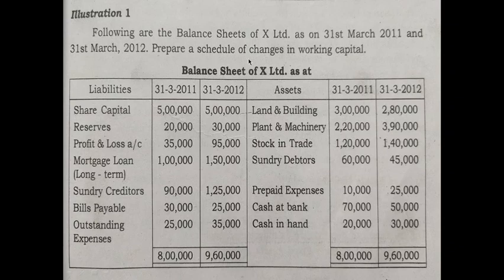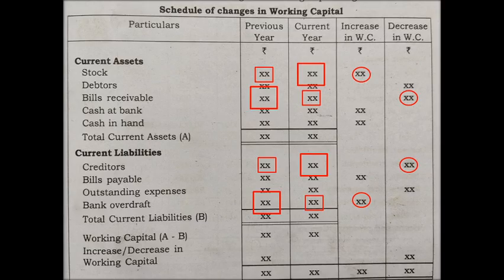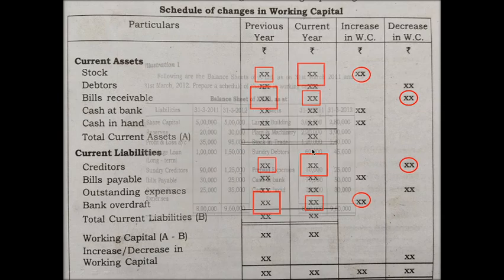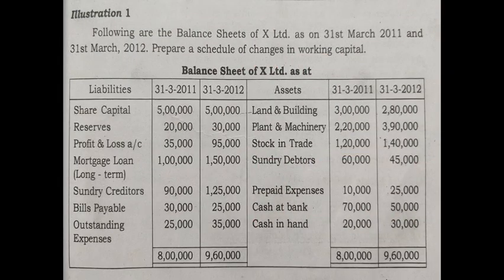In this question, you are asked to prepare the schedule of changes in working capital, and we all know what is meant by it. It looks somewhat like this. You need to prepare it depending upon the details in this question. Since it is a balance sheet, there will be numerous items, and from those you need to identify which are current assets and which are current liabilities.